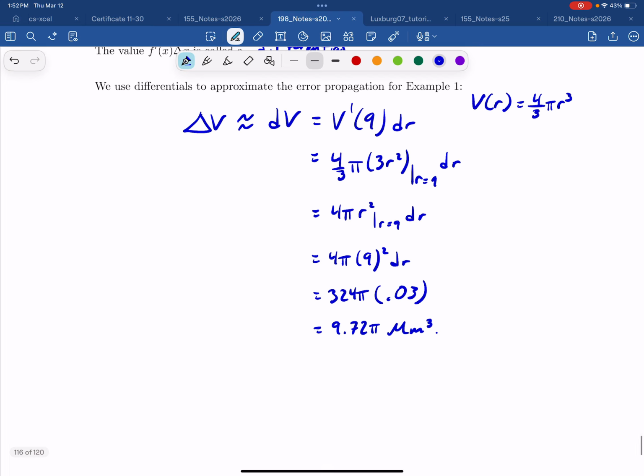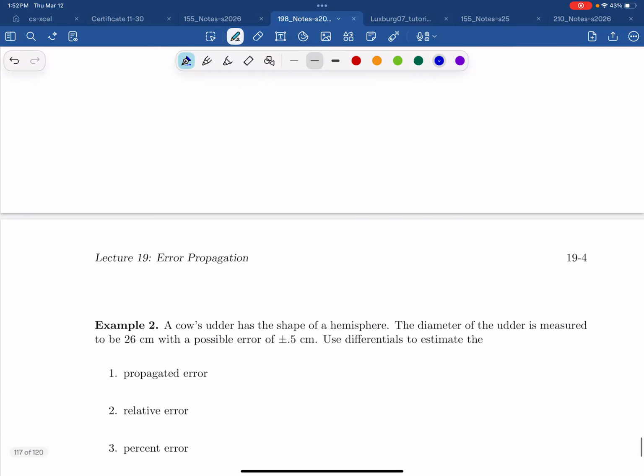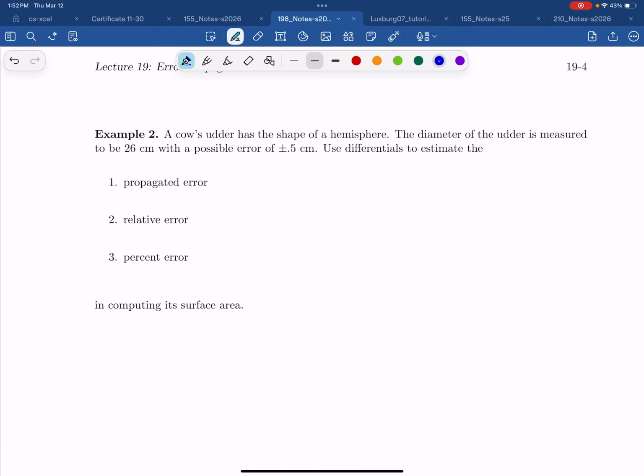So all we did was take the derivative, plug in our nice value, and multiply by dr. Okay? Let's look at another example. Here, we're again given a measurement. We have to find the propagated error and relative and percent error in computing the surface area. Now remember, surface area, I'll call it A, normally for a sphere is 4 pi r squared, but it's a hemisphere, so we divide by 2. Just be a little careful about that. So this is 2 pi r squared.